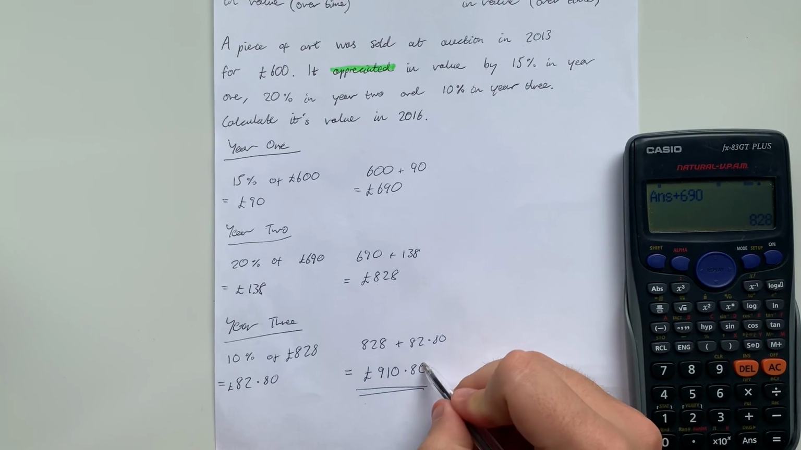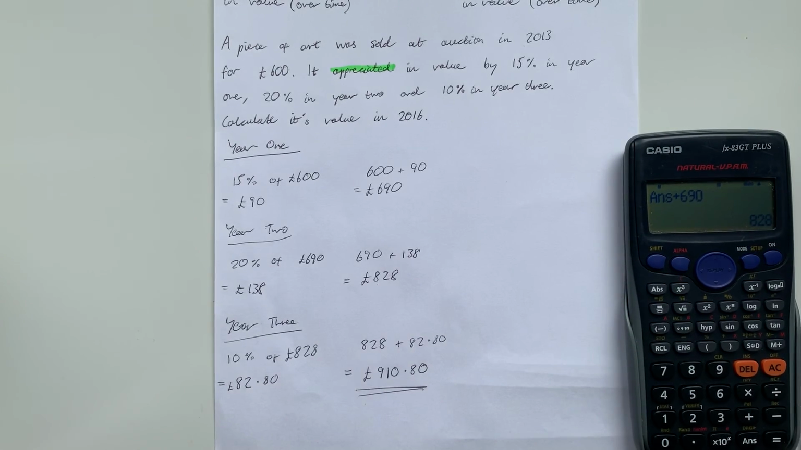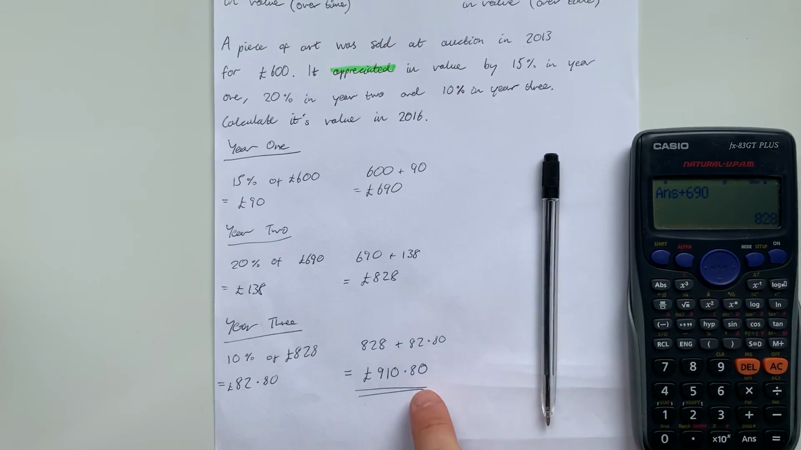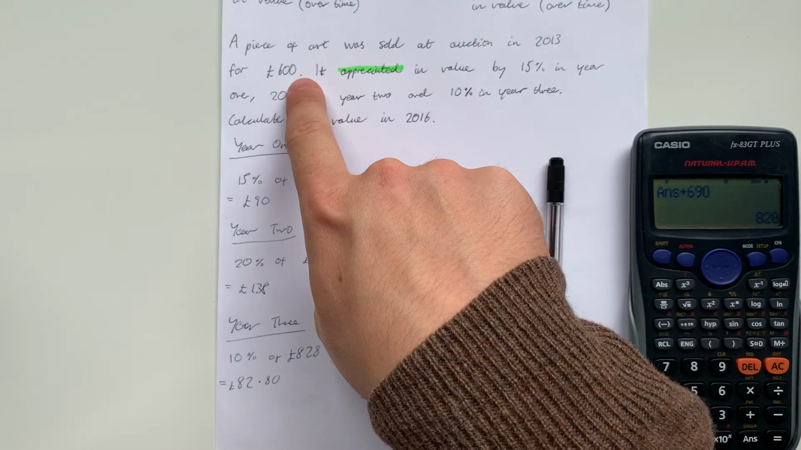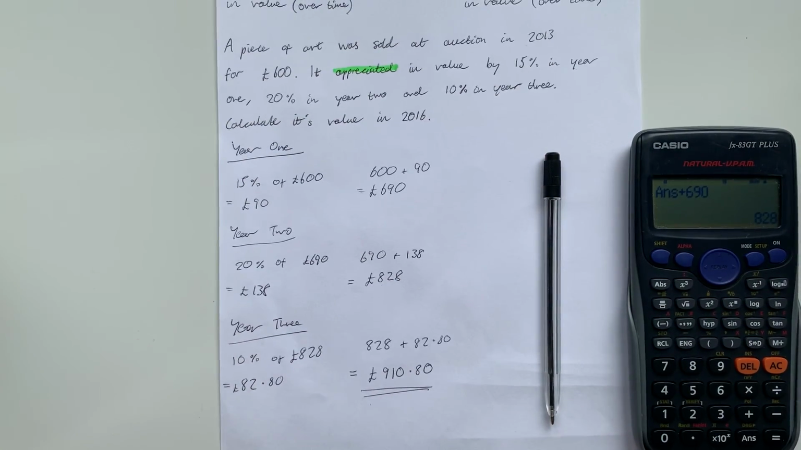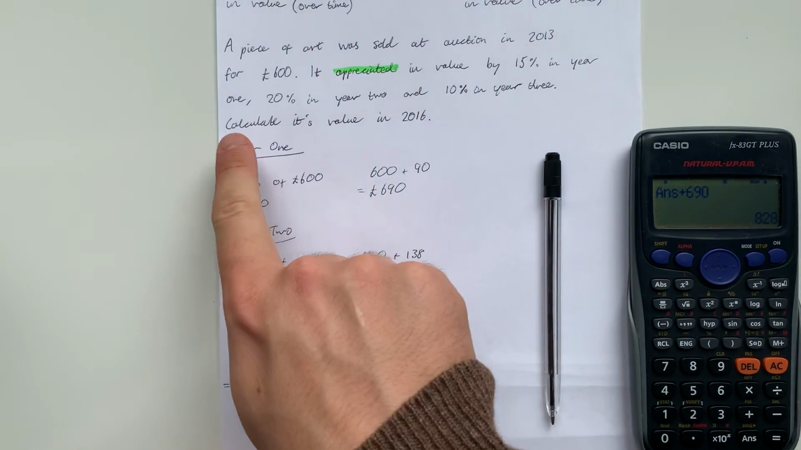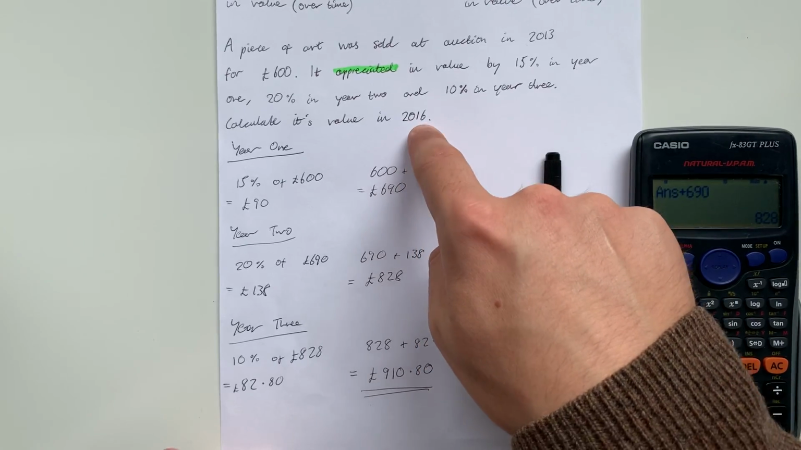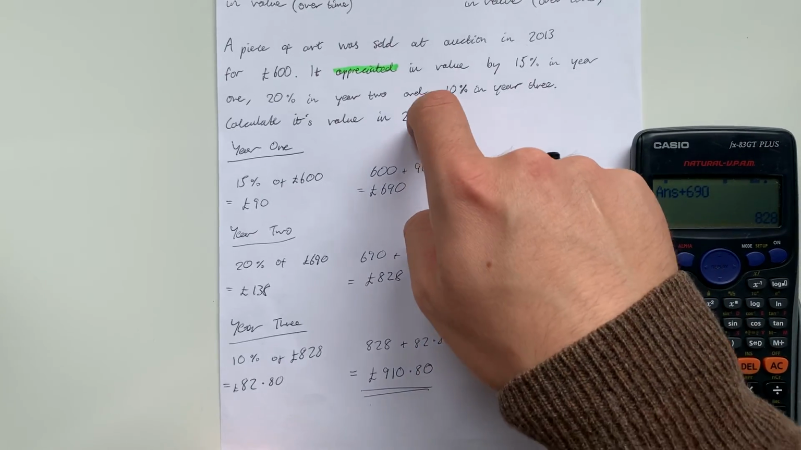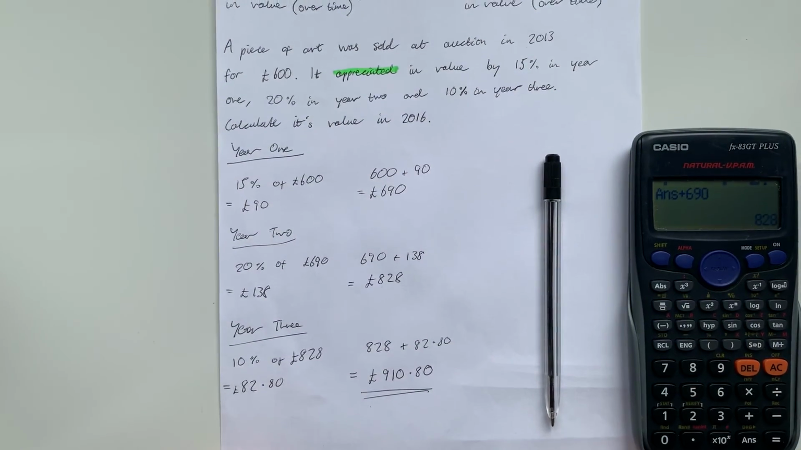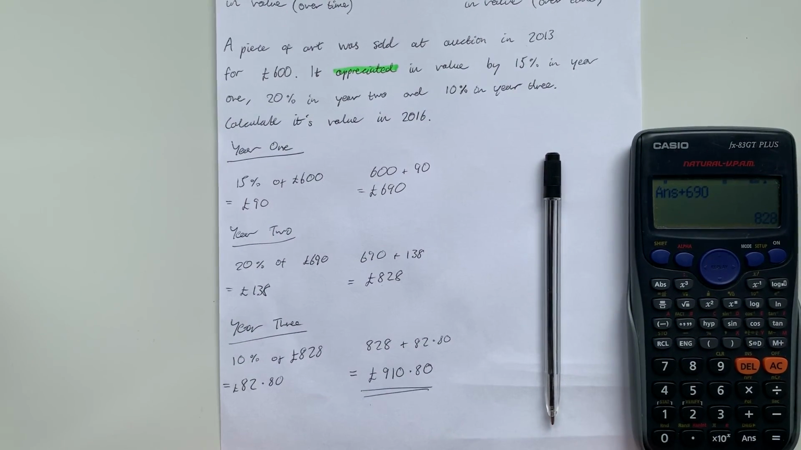Always be careful, do a little common sense check at the end. We're appreciating, which means it should be going up in value. So your final answer should be greater than the initial amount. And also, always double check that the question is asking for the final value, its value in 2016, not by how much it's appreciated. If we wanted to know how much it's increased in value, we would need to take away the initial value, and we're going to see an example of that in the next video.